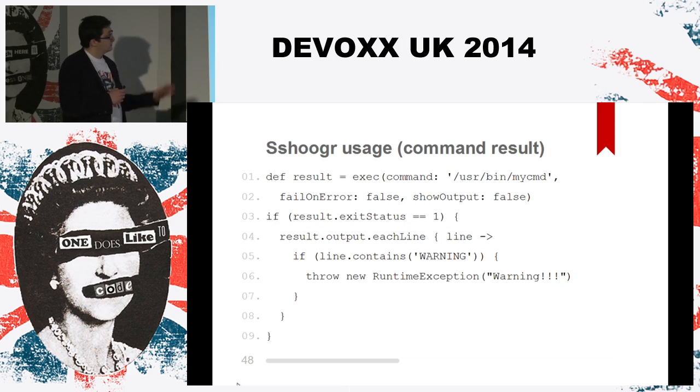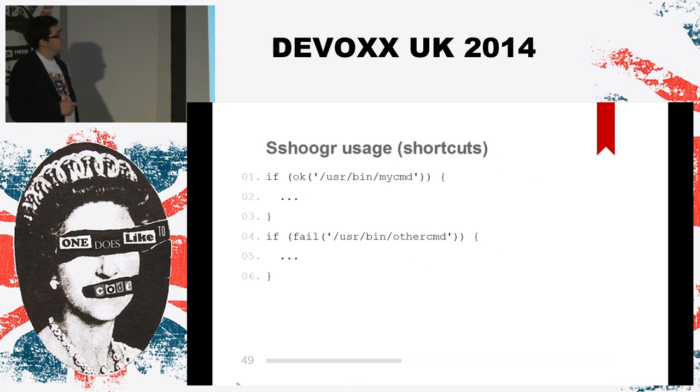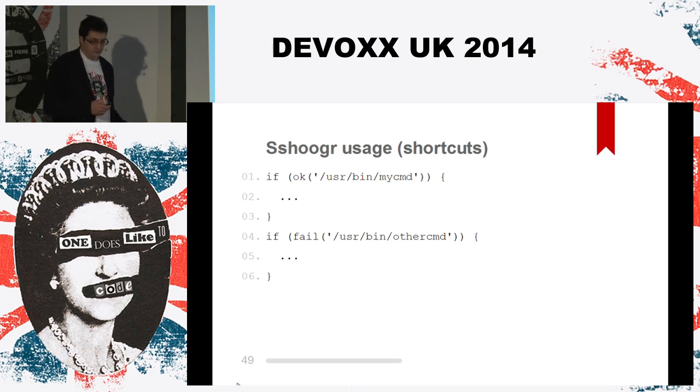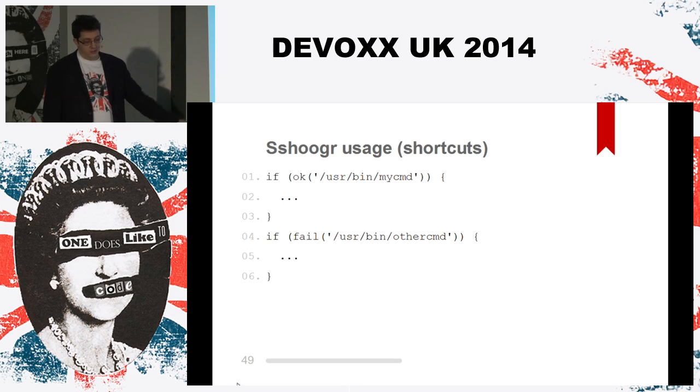But as you can see, this code maybe has too much ceremony because you have to check the exit code, you have to know the exit code. So we also added some shortcuts to make the code look very simple. So you can just do if OK this command. So we'll just silently execute the command without showing the output and check if the exit code is 0. And the same for the other one.